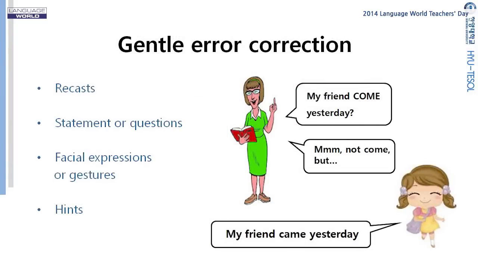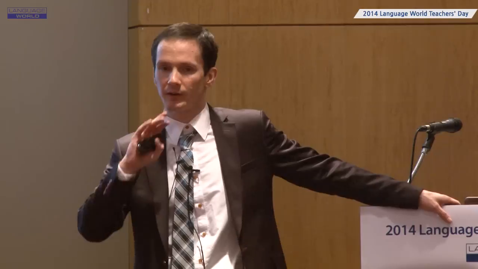So error correction, what type of error correction? How can we do it? I tried to think of gentle ways to do error correction. That's what I'm trying to keep in mind here. A recast is a very gentle way to do error correction. So if I say, what did you do yesterday? I go to my friend's house. The recast is, oh, you went to your friend's house. So it's kind of an unobtrusive way of correcting the error, but not really explicitly correcting the error.